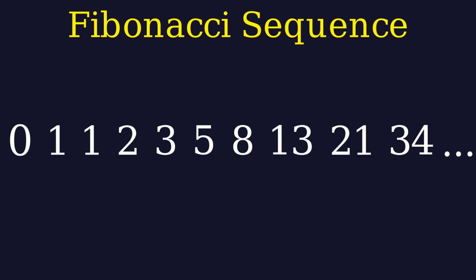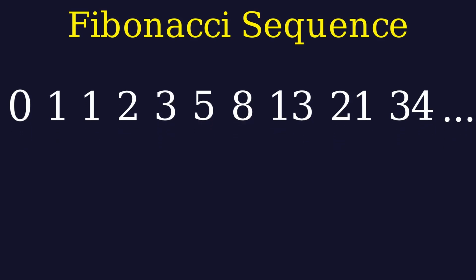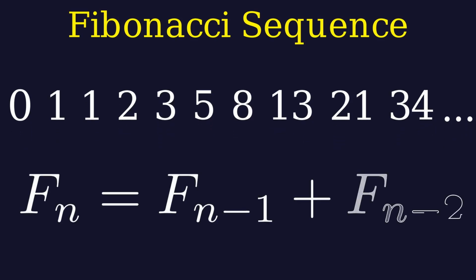The sequence can be represented by the following formula. The Fibonacci sequence has many interesting properties, such as the fact that the ratio of any two adjacent numbers in the sequence approaches a special number as the sequence progresses. Starting with the second and third number, we have 1 divided by 1 is 1, 2 divided by 1 is 2, 3 divided by 2 is 1.5, and so on.